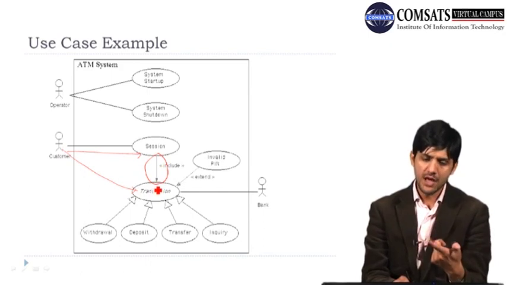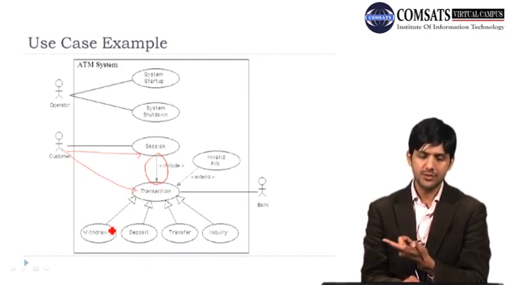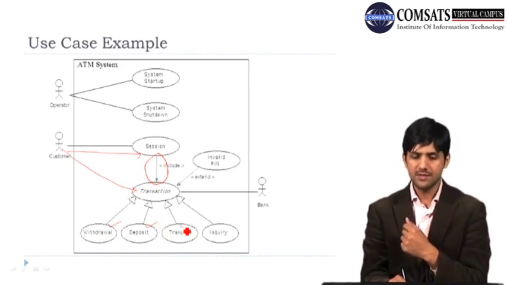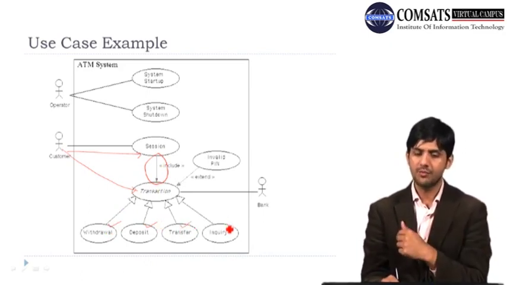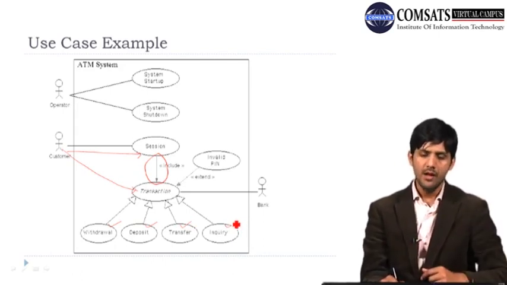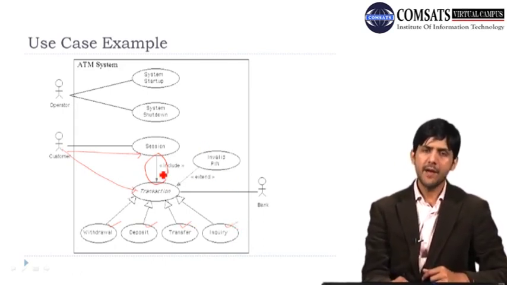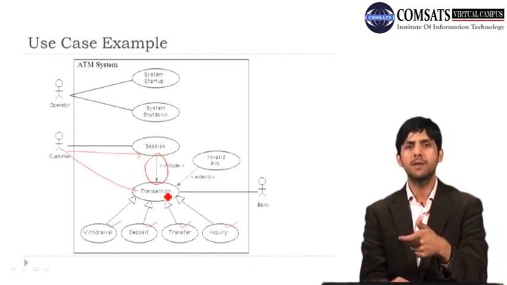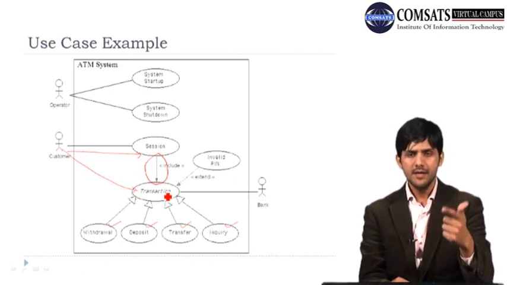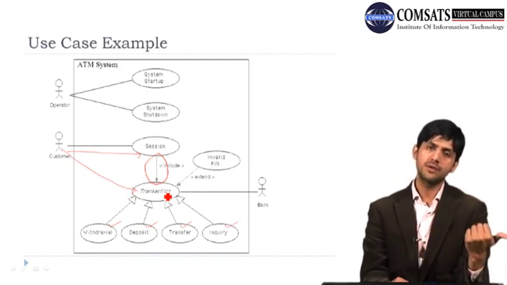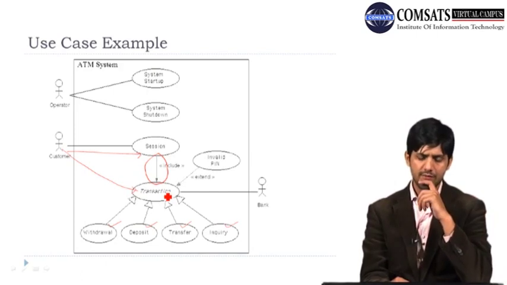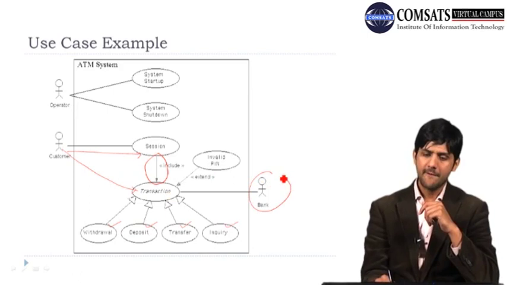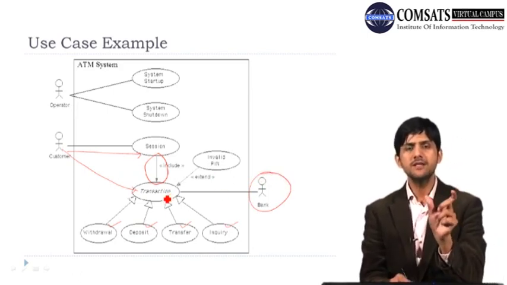And what are the different transactions which can be done? You can withdraw cash, you can deposit some money in your account, you can also transfer money from your account to another account, you can do balance inquiries and other things. Another thing that happens when a client tries to establish a session is that he might enter an invalid PIN number, and in that case a message is shown to the client that you have supplied an incorrect PIN number. The bank is also involved here, because whenever a transaction takes place, the bank is informed.